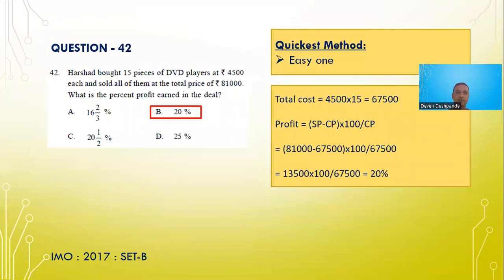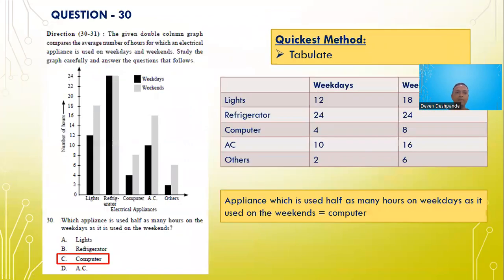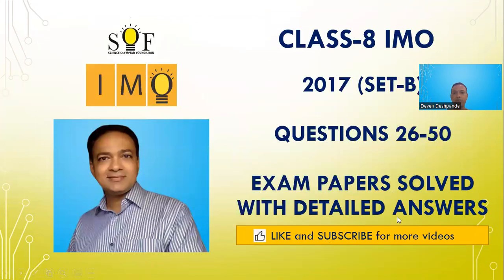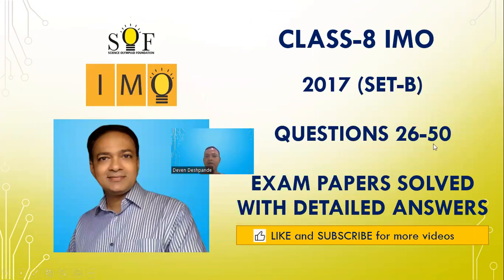So with this, students, we have come to the end of the Class 8 IMO exam paper 2017 set B, questions 26 to 50.